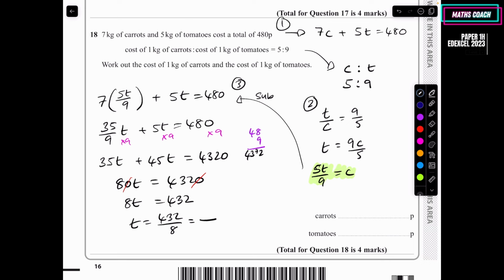What's that? 432 divided by 2, that's 216. Divided by 2 again, that's 108. And divide by 2 again, that's nice, that's 54. Okay, so tomatoes is 54. Remember, it's in pennies, so 54p.